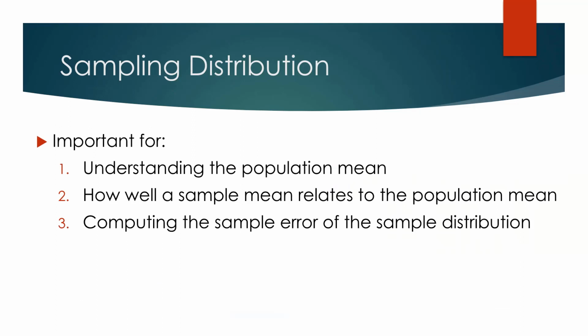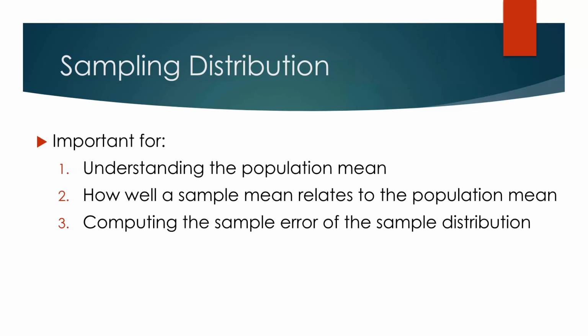Now, why am I hammering on the sampling distribution so much? It's for three reasons. The sampling distribution and understanding how it works is so important because it helps us understand the population mean. The thing about the population is that since I can't directly study the population, I don't actually know what the population mean is. So I'm using a sample to give me some insight into what the population might be like, since I can't study the population, it's too big. So if I know the sampling distribution, if I know that if I randomly sample from a population, that sample could give me some insight into how the population works, how well the sample mean relates to the population.